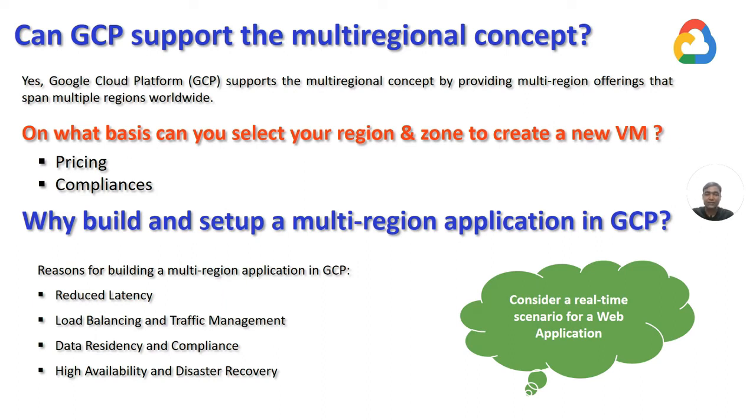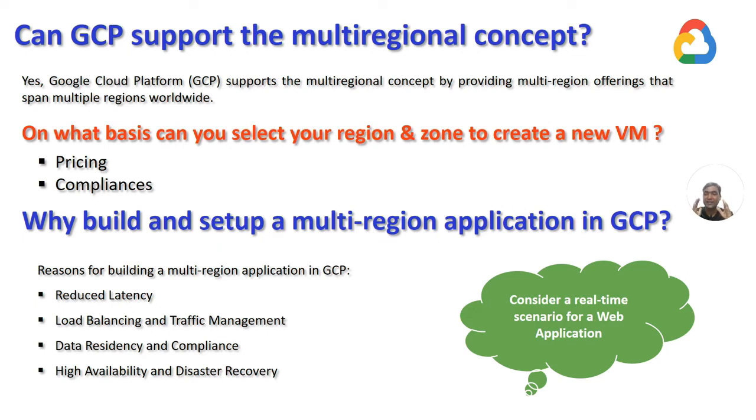Real-time collaboration applications often involve storing and processing user data. Some regions or industries may have specific data residency or compliance requirements. By deploying your application across multiple regions in Google Cloud Platform, you can store your data in the appropriate regions to comply with local regulations and ensure data sovereignty. Guys, I hope now you understand the multi-regional concept to deploy your application in Google Cloud Platform.